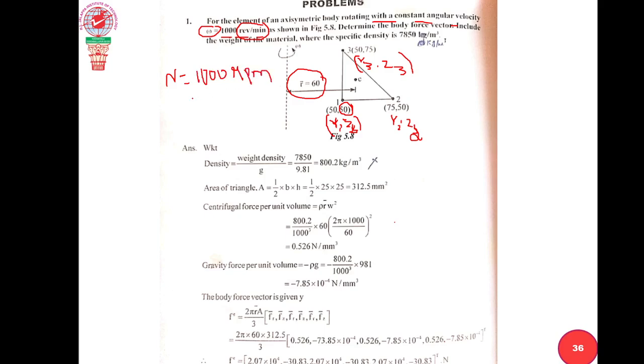Therefore omega becomes 2 pi n by 60. How much radian per second? Check it out. 104.71. Did all of you get that value? 104.71 radian per second.